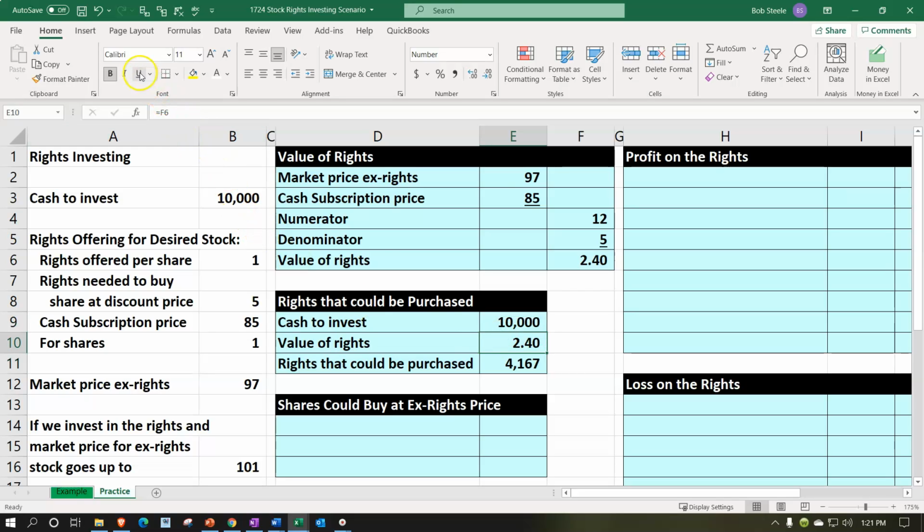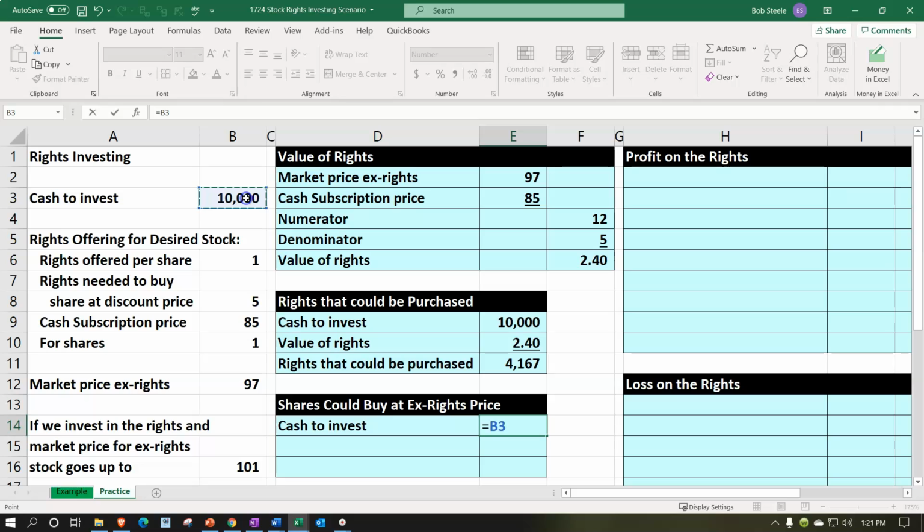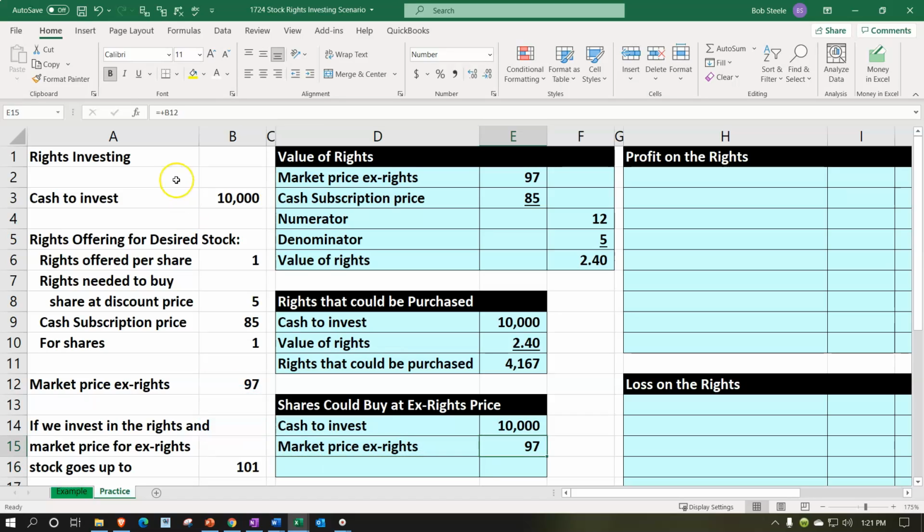We're going to go to the font group and underline. And then let's calculate the shares that we could buy at the ex-rights price. What if we were to buy the shares at the ex-rights price? We've got the cash, which is the 10,000, and the market ex-rights price, which we're now saying is the 97. If we go to the font group and underline, we get the total.